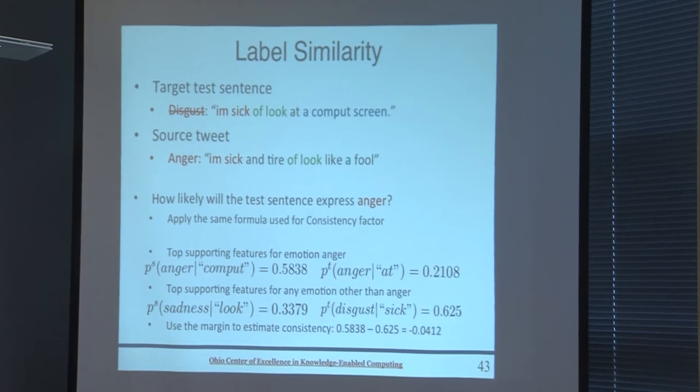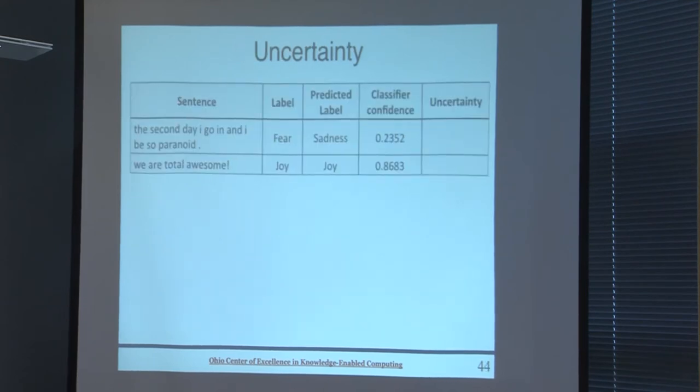So now once we have the content similarity and the label similarity, why do I want to add uncertainty? And what do I mean by uncertainty? So let's look at two sentences. The first one is, "The second day I go in and I be so paranoid." And the second one is, "We are total awesome," right? For the first one, its label is fear. So I apply the classifier. The classifier tells me that it should be sadness, with very small confidence. For the second one, it predicts it should be joy, and the classifier this time is very confident.